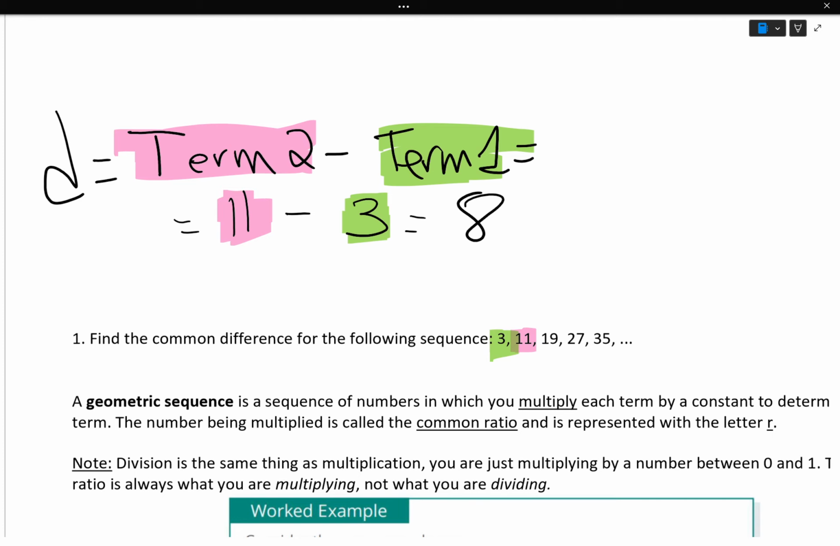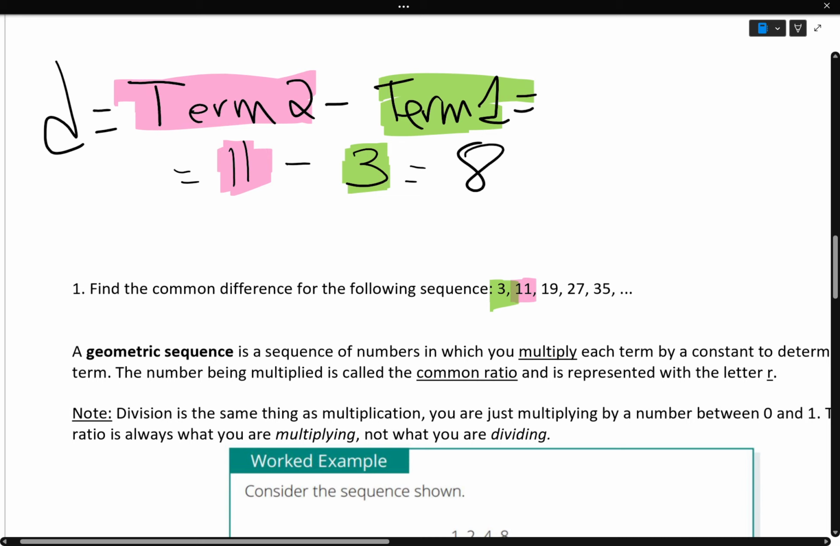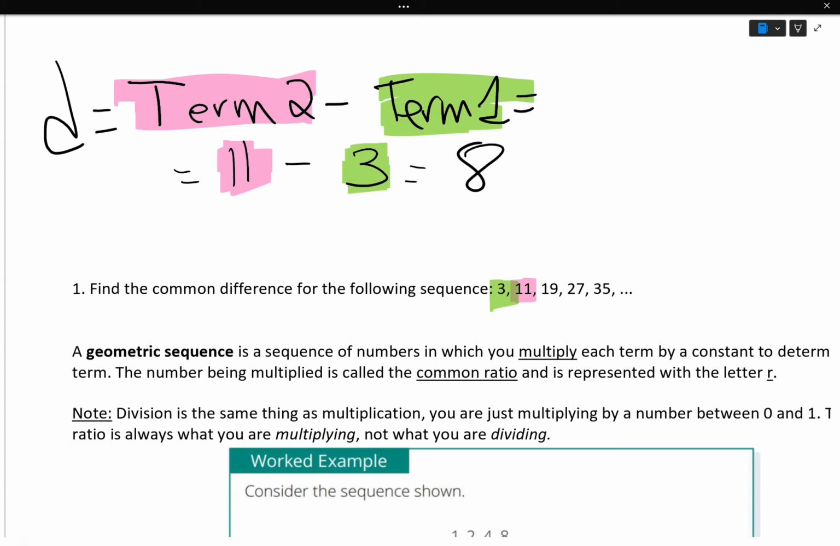Now, if we have a geometric sequence, something that seems to be going up or down faster than addition and subtraction, it is going up or down through multiplication. Instead of calling it the common difference, we call it the common ratio, and we represent it with the letter R. Now, division is the same thing as multiplication, except you're multiplying by a number less than 1. So when we get a common ratio that's a number less than 1, or a fraction, that means we're dividing. Just like subtracting is technically adding a negative, dividing is technically multiplying by a number less than 1.